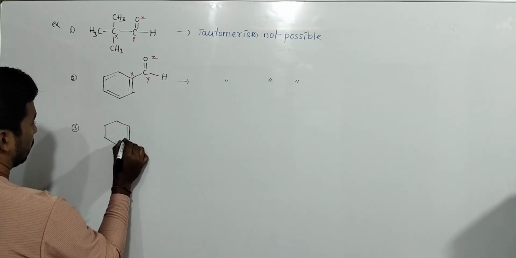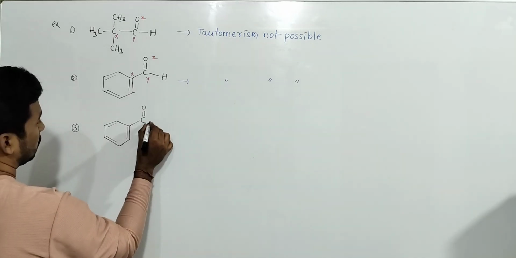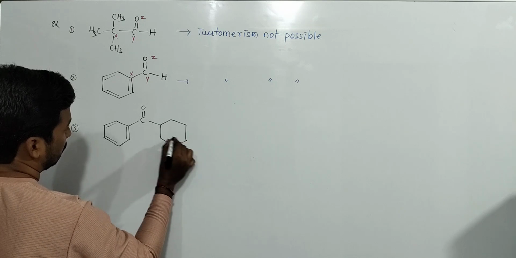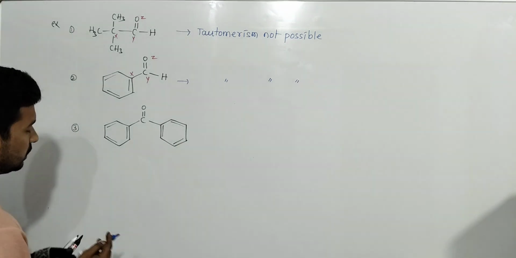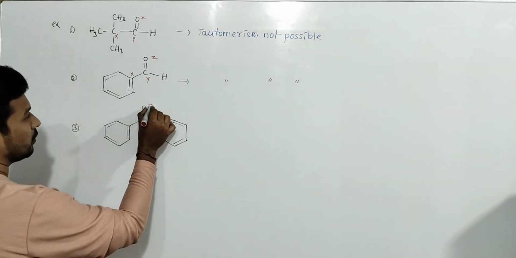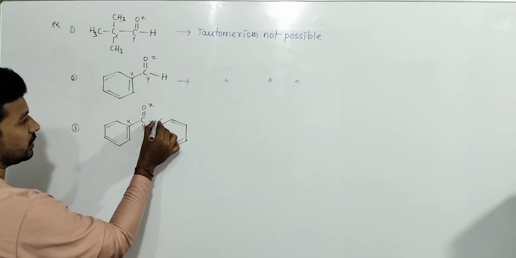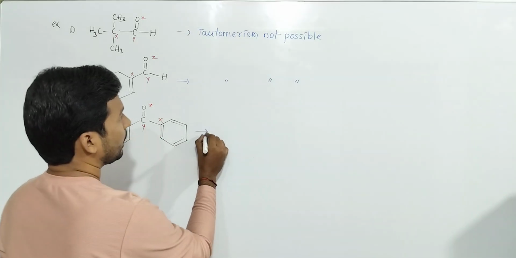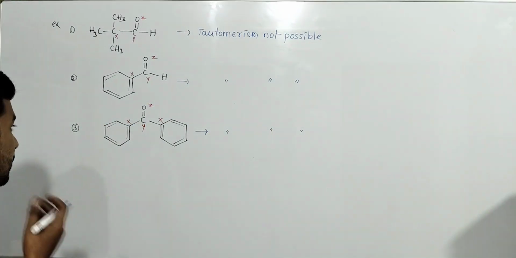If you take this example, the third one, benzophenone. In benzophenone, is tautomerism possible or not? Not possible. Here Z atom okay, Y atom okay, X atom contains no hydrogen. This is also an X atom with no hydrogen. So we can clearly say tautomerism is not possible.